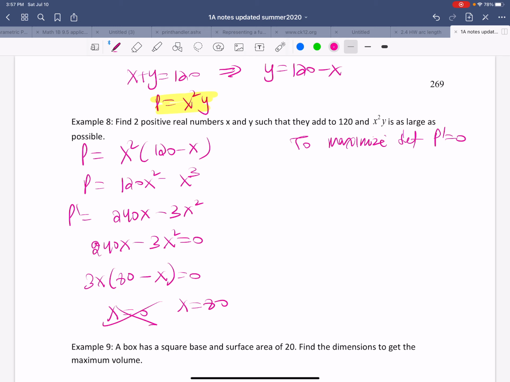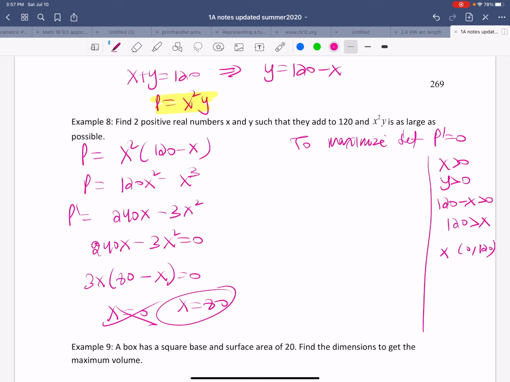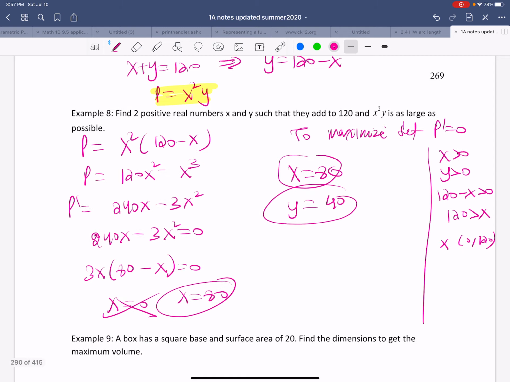We know x cannot equal 0. We could talk about the domain in the beginning. We want x to be greater than 0, y to be greater than 0, so 120 minus x is greater than 0 as well. 120 is greater than x, so x lies between 0 and 120. So x cannot equal 0, but we did get the solution x equal to 80. When x is 80, y would be 120 minus 80, which is 40. These are the two numbers whose product x squared y will be maximum.